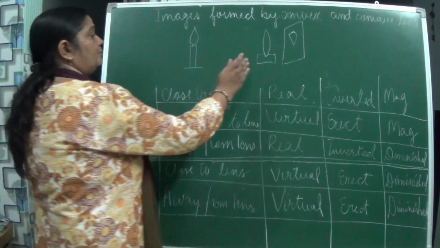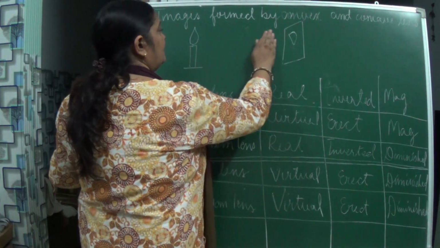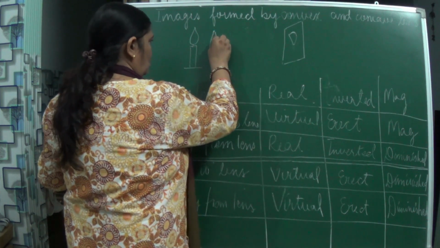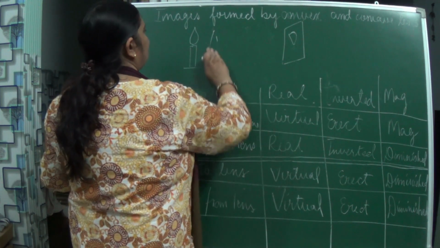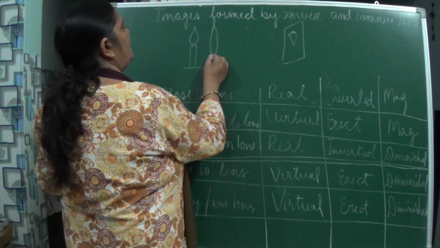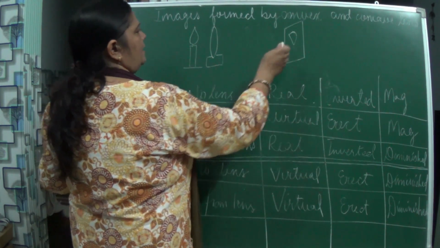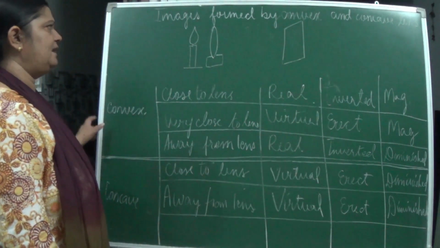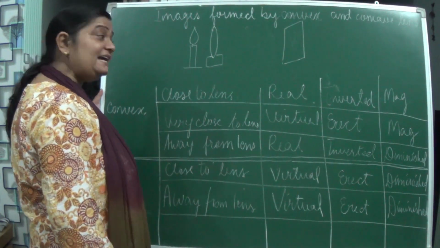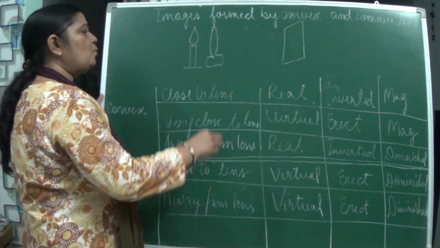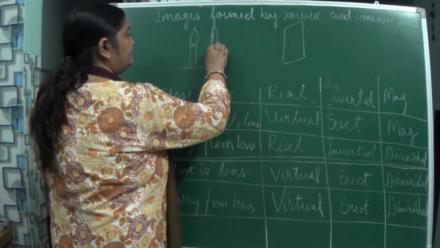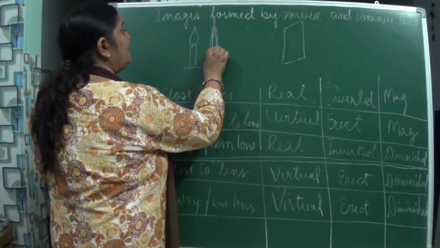Now, what I am doing? I am taking this convex lens very close to the candle flame, the object. Now what will happen? Let us see. Here the screen is also there. What we see is that no image is being formed on the screen. Instead, we can see a virtual and erect image, which is not formed on the screen. And that image is what?